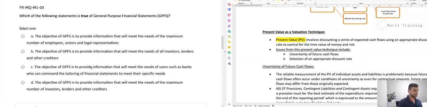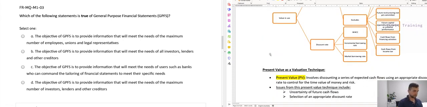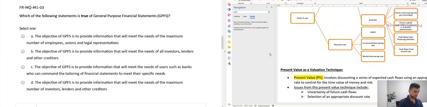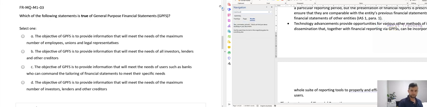Okay, the next one is the objective is to provide information that will meet the needs of users such as banks. Again, that's not correct either, right? So the objective of GPFS is to provide information that will meet the needs of the maximum number of investors, lenders, and other creditors. So currently this is the most likely one, but to be sure, let's pull up the relevant section in our notes, and we can do that by searching GPFS. Actually, a better way to do it is to look for keywords that don't show up too often. Maybe maximum.